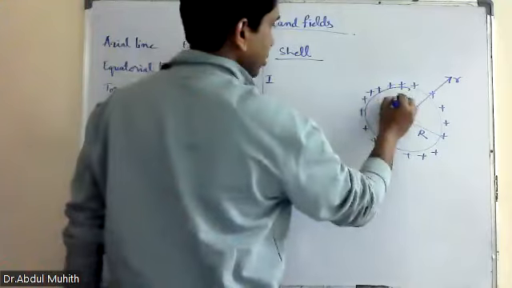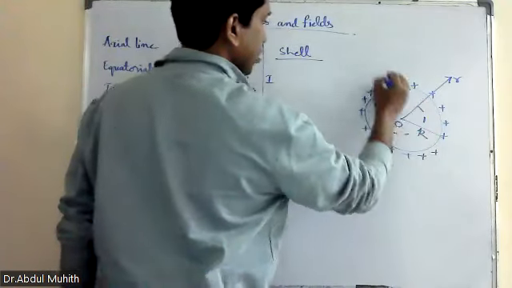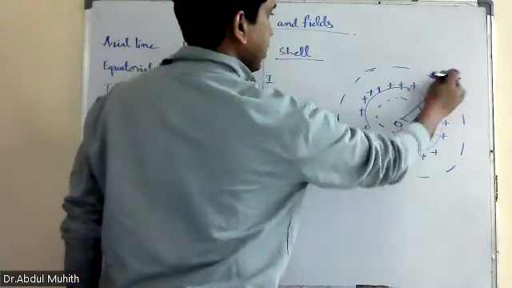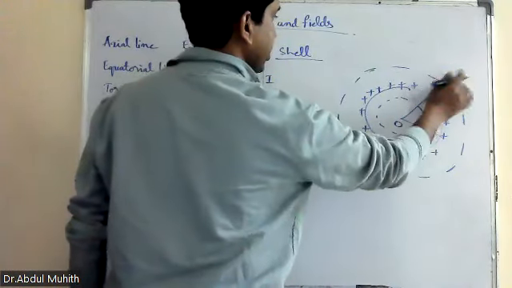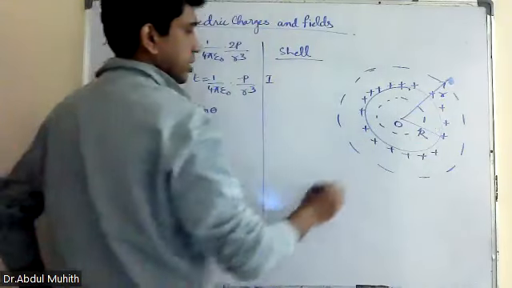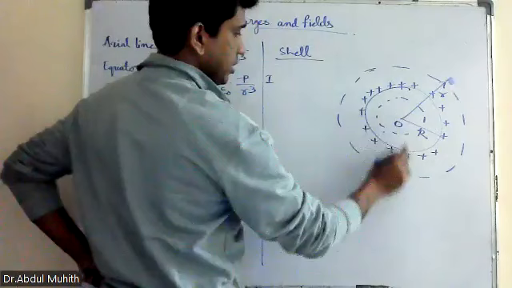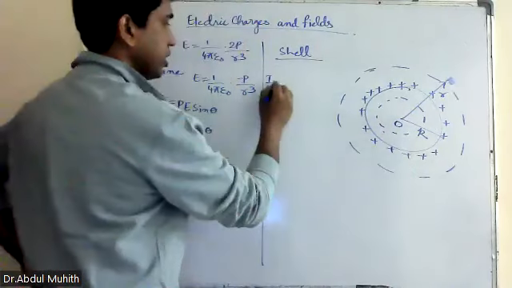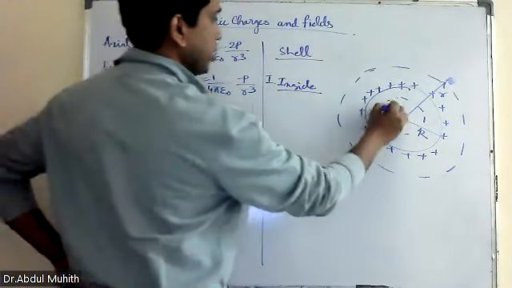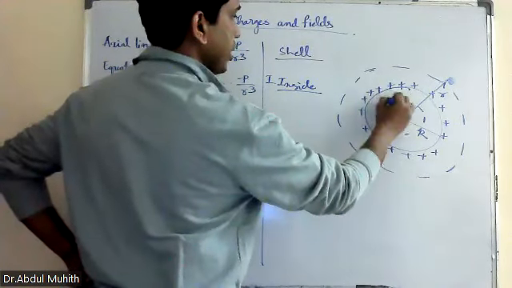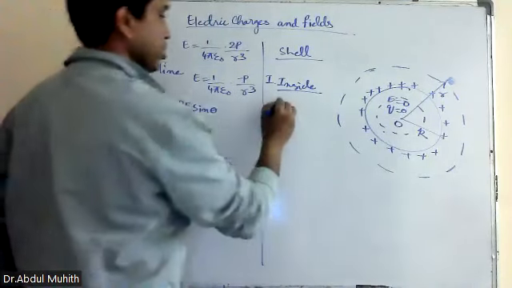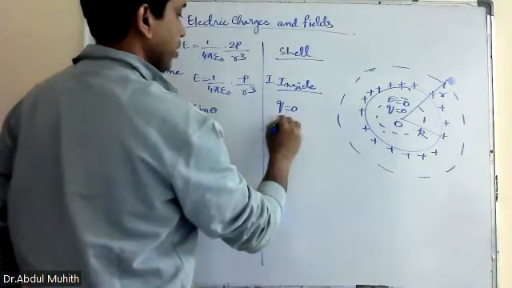Now there are three cases we have taken: one is inside, one is on the surface, and one is outside. The first case is inside the shell. For inside the shell, there is no charge, so there is no electric field.